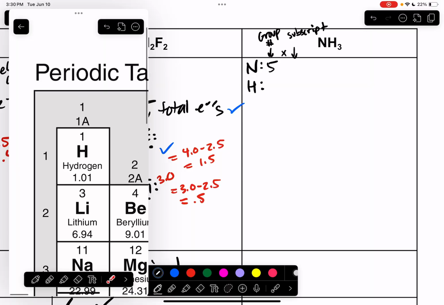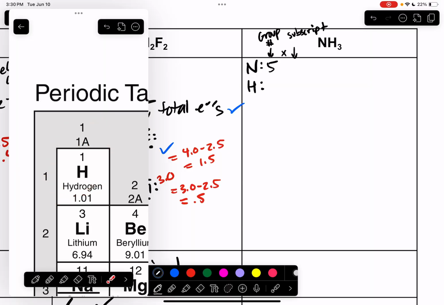Hydrogen is in group 1. And I'm going to multiply by the subscript. So again, that's from the chemical formula. If you do not see a 1, don't assume it's 0. It's never 0. It's always 1. So I have 1 nitrogen and then I have 3 hydrogens. 5 times 1 is 5. 1 times 3 is 3. I'm going to add these together, and that gives me 8 total electrons.